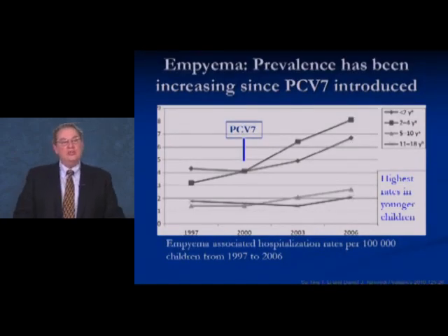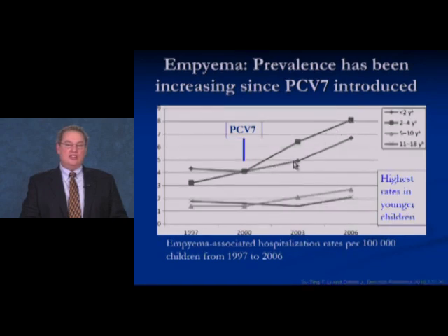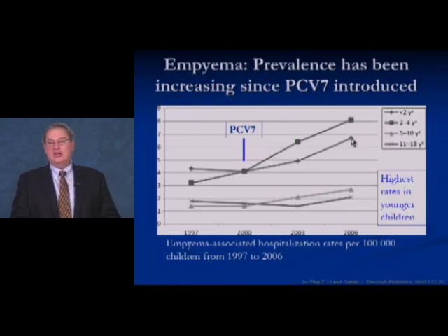What's been very interesting about the story of empyema is that here, since the introduction of PCV7 back in 2000, the rates of empyema have been increasing. These are just two different age groups. This is the 2 to 4-year-olds. This is in the less than 2-year-olds. So increasing in both of these age groups with the highest rates in the youngest children.